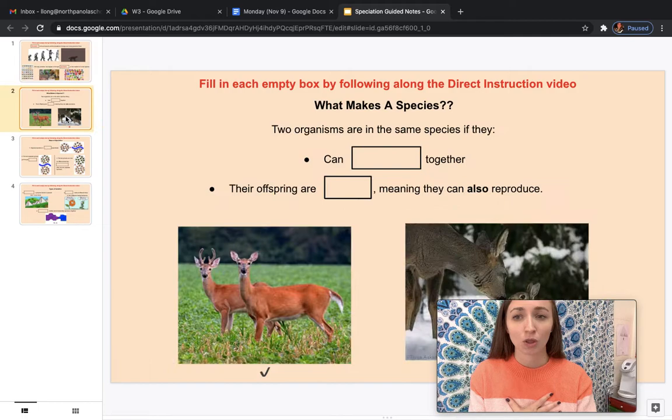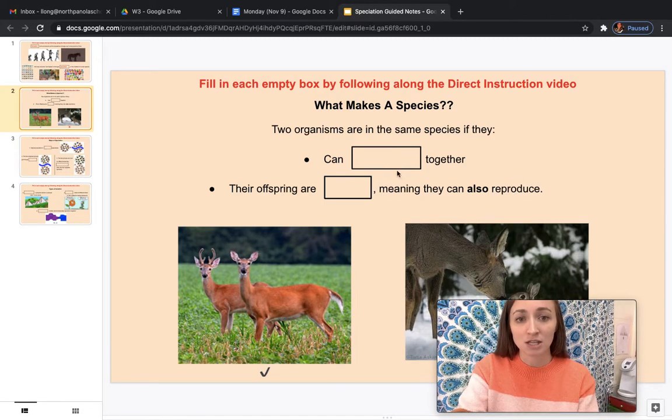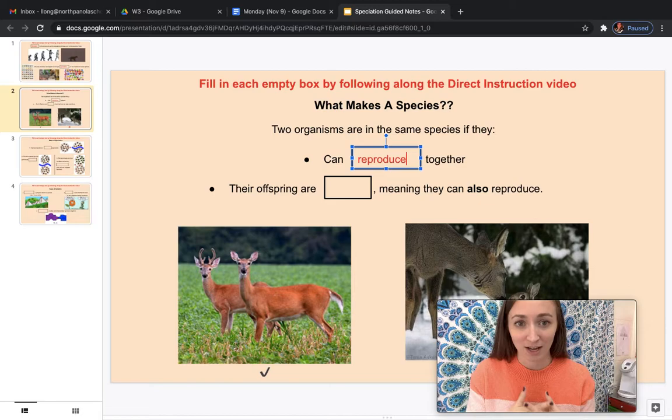Well, first, let's determine what even makes a species a species. Like, what's the cutoff? How do we know if two organisms are in the same species or if they're two separate ones? There are two rules that we follow to know that a species is a species. First, these two organisms must be able to reproduce together. They must be able to go through sexual reproduction and create a new offspring. If they can't do that together, they are not in the same species.